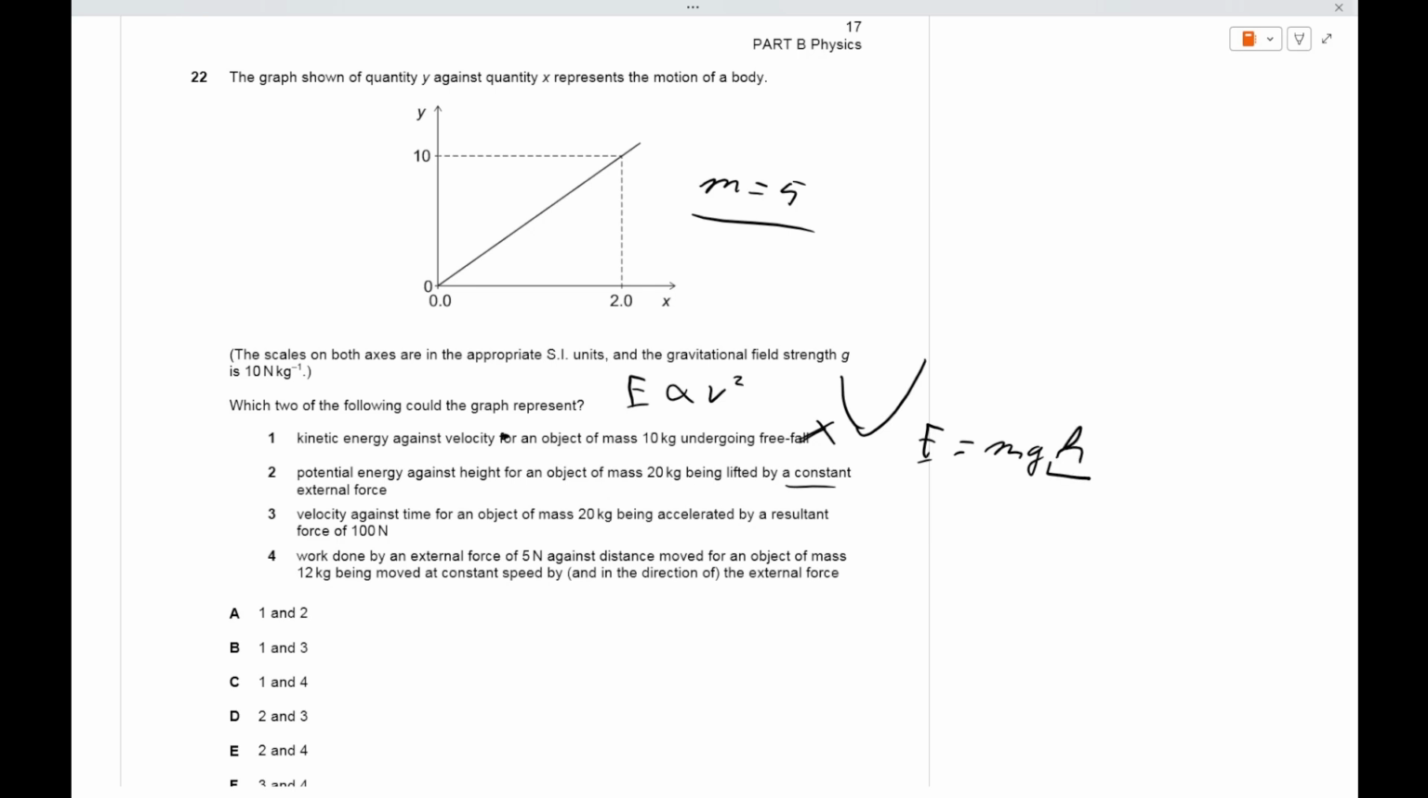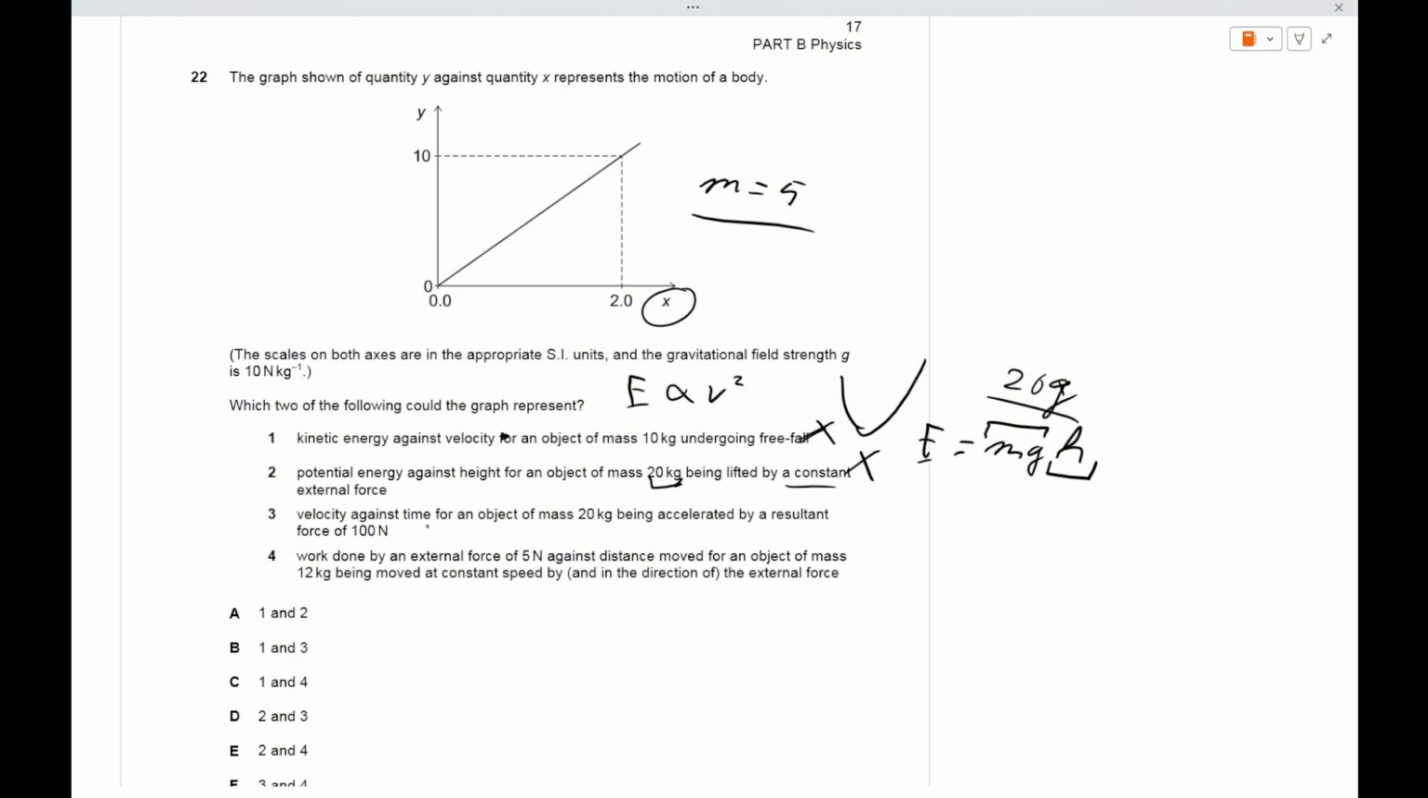But see, since this would be our x, our gradient would be mg, and m is 20, so it's going to be 20 times 20g. That would be the gradient, and that's clearly not 5. So 2 is not an option either.